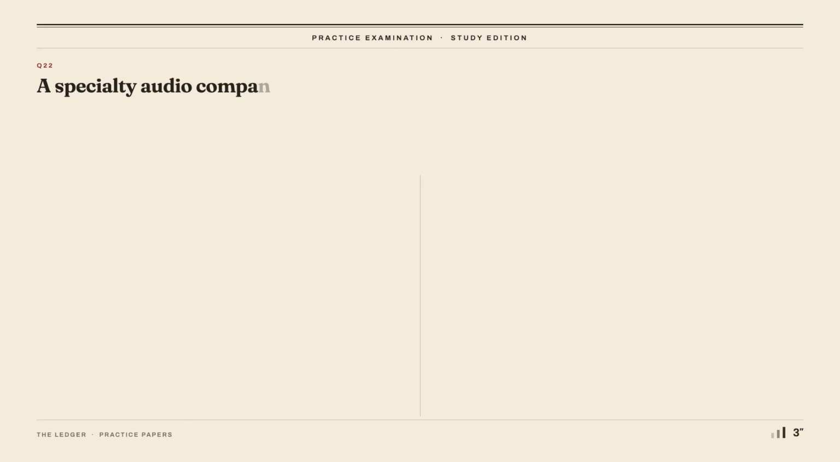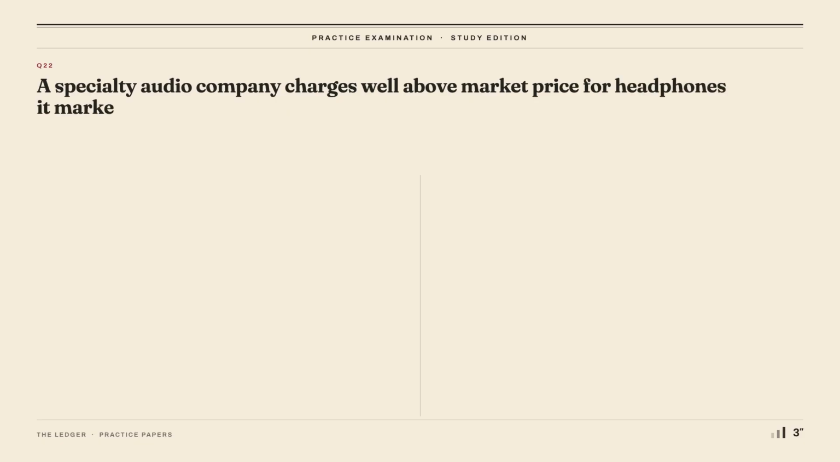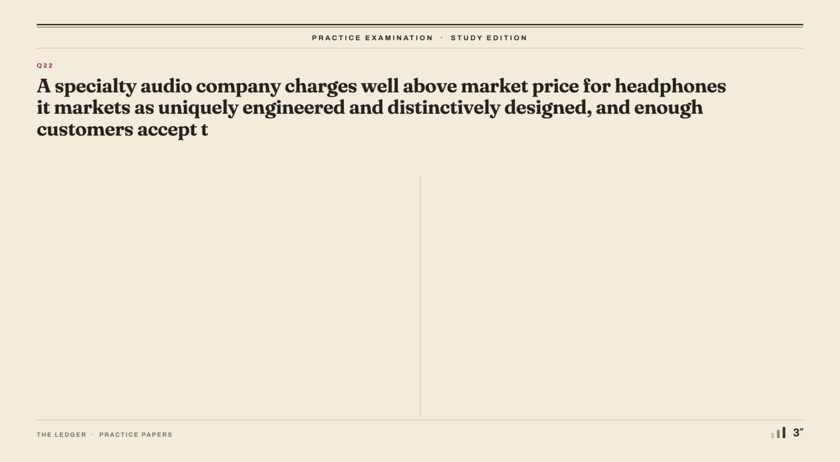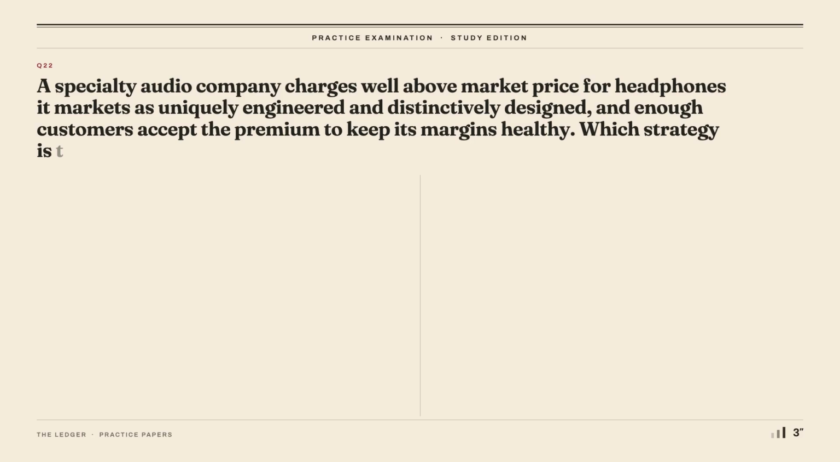Question 22. A specialty audio company charges well above market price for headphones. It markets as uniquely engineered and distinctively designed, and enough customers accept the premium to keep its margins healthy. Which strategy is this company executing?